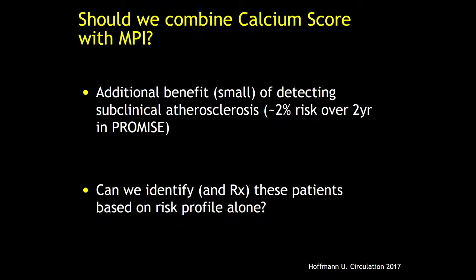And what we don't know is whether we can identify and treat these patients simply based on the risk profile. So if you have somebody with diabetes mellitus, hypertension, and dyslipidemia, and you treat them intensively anyways, is there any added value of knowing whether they have subclinical atherosclerosis?